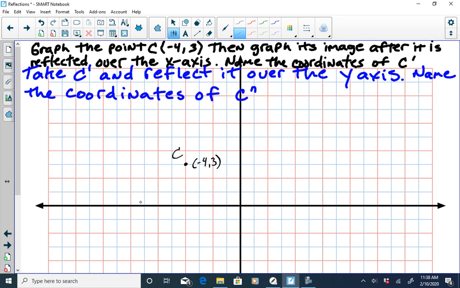Once again, here's my x-axis. It's the horizontal number line. So I want to take point C and go the same distance, opposite direction, and we're going to call that C prime. Once again, notice that when we have an x-axis reflection, the x value stays the same. We're still at -4 on the x-axis. But the y value becomes its opposite. Instead of being at 3, we're now at -3. So that would be the location of C prime, at -4, -3.